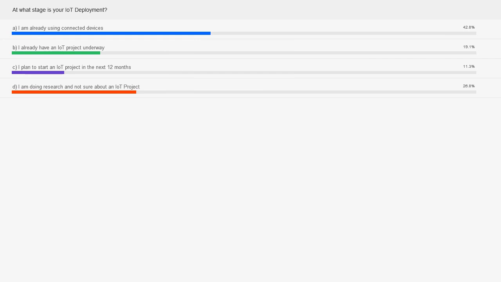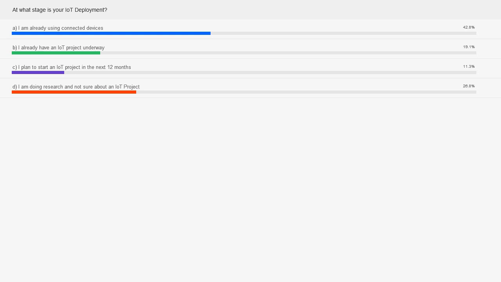Very interesting. 46% of respondents say that they are already using connected devices. Second highest is category D, I am doing research, but I'm not yet sure about an IoT project. Then 17.8%, nearly 18%, I already have an IoT project underway, and 11%, just under, I plan to start an IoT project in the next 12 months. Godfrey, what's your reaction to that?